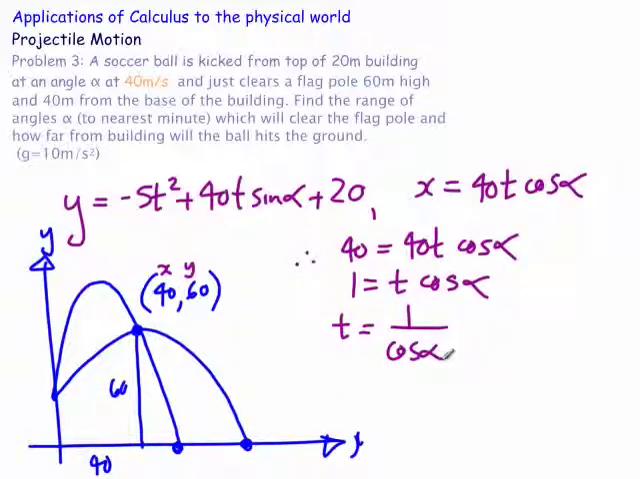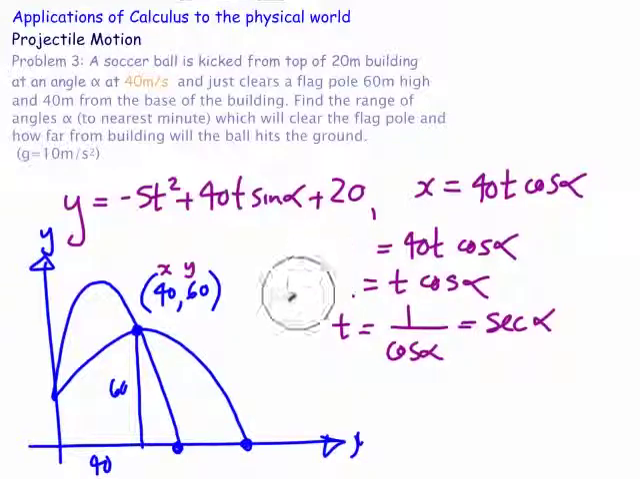Okay, so the time taken to get to the top of the flagpole is 1 on cos alpha, which we'll just write as sec alpha. So we're now going to have to substitute that into the y equation, because we know that y is actually 60 there. So let's do that. We know that t is equal to sec alpha.